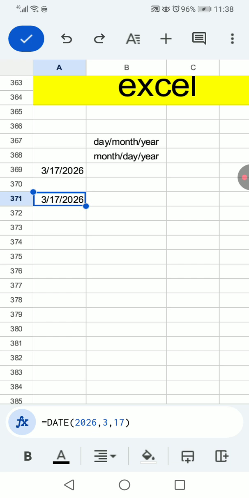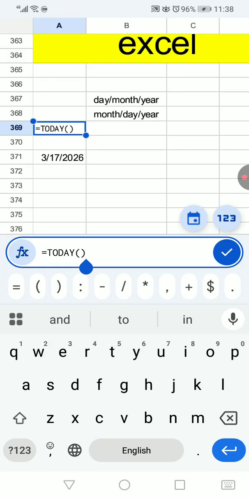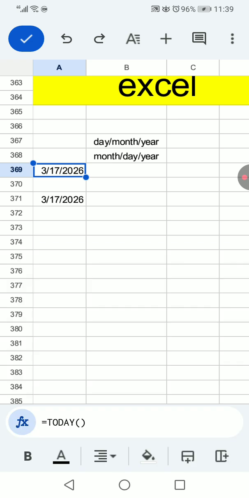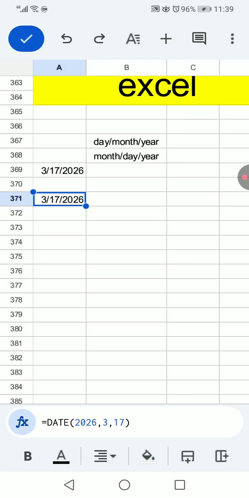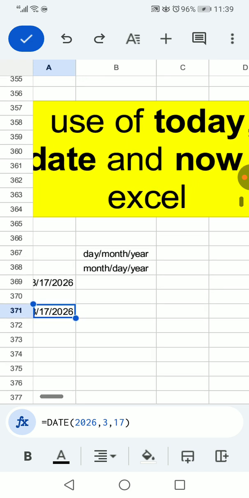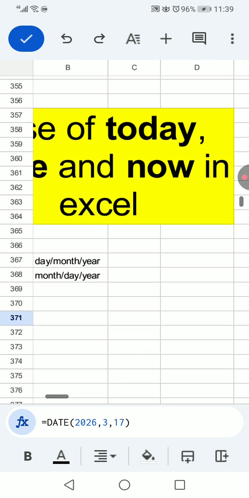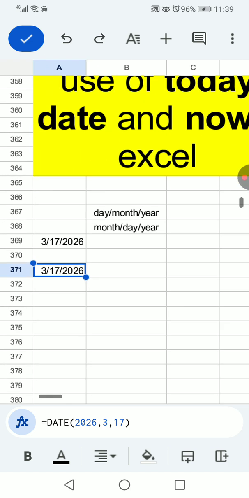So you might be saying, when we have one formula TODAY to write the date, then why will we use another extra formula? I will tell you later on. But for now we will understand how to use TODAY, DATE, and NOW.